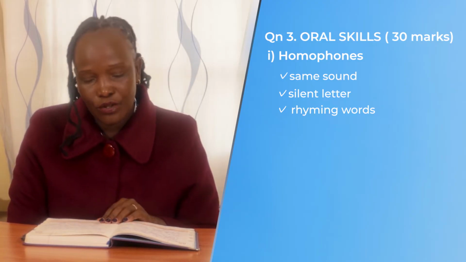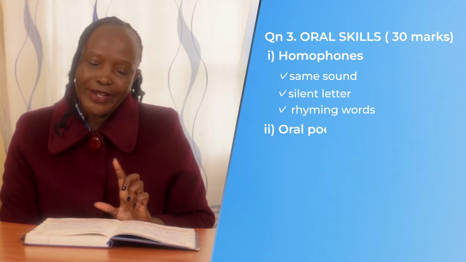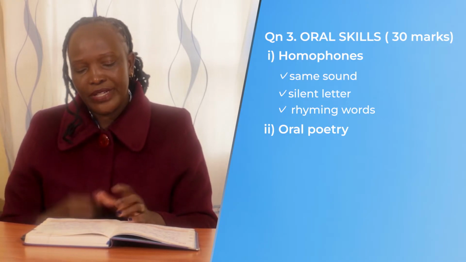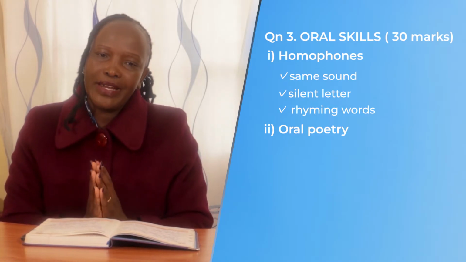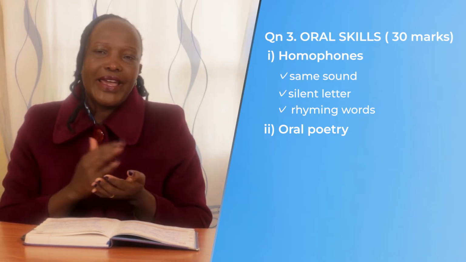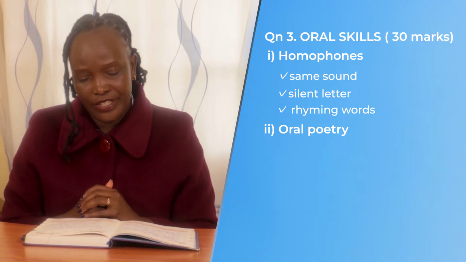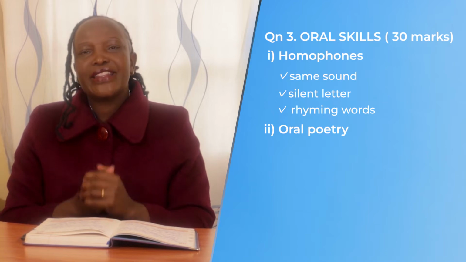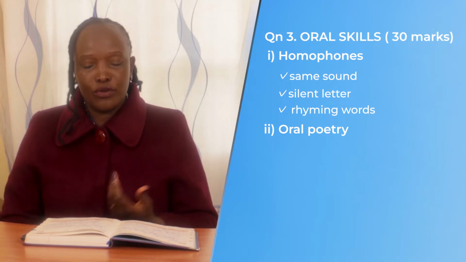Number 2 part of the oral skills in paper 1 is oral poetry. And maybe when we are looking at paper 2, I would want to bring out the difference between the poetry in paper 1 and the poetry in paper 2. Any poem can fit in anywhere, but the questions are the ones that are very different. When it comes to oral poetry in paper 1, the questions that you're asked are purely oral. They're just testing your oral skills.